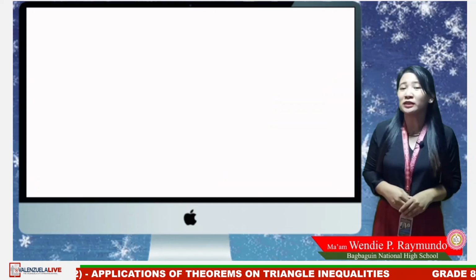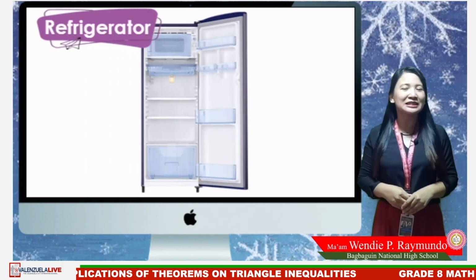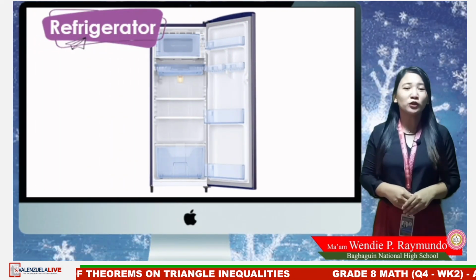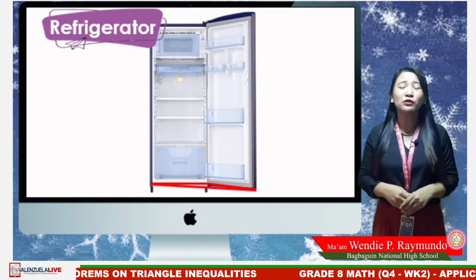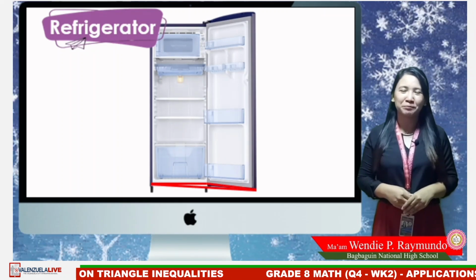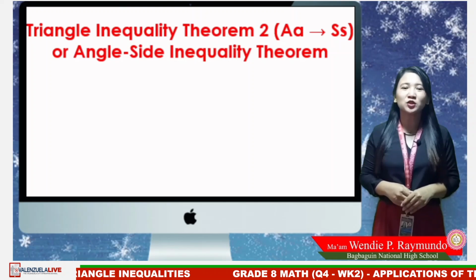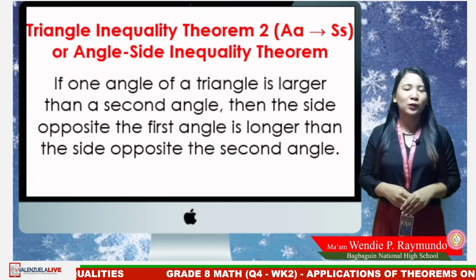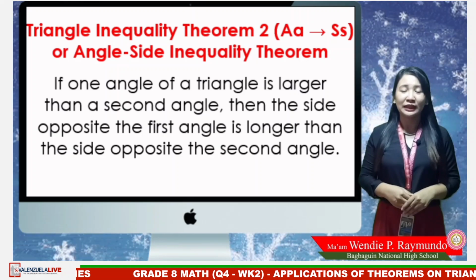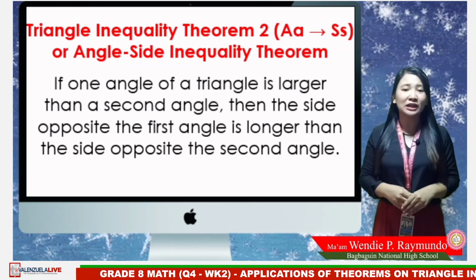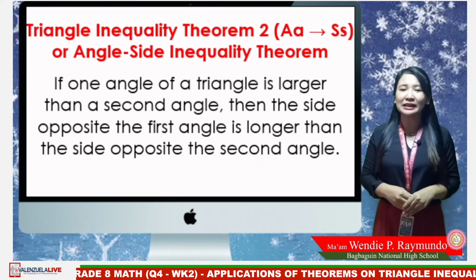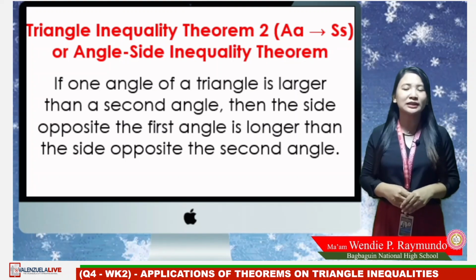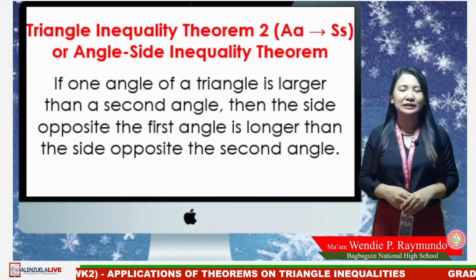You are absolutely correct if your answer is refrigerator. Just like a door, when you open a refrigerator, it will form a triangle as well. Now let us recall the triangle inequality theorem number 2, or angle side inequality theorem. If one angle of a triangle is larger than a second angle, then the side opposite the first angle is longer than the side opposite the second angle.